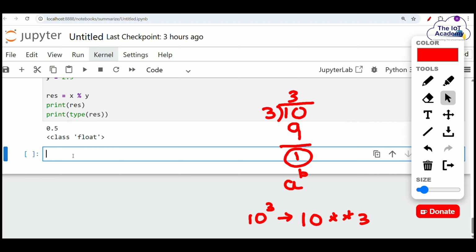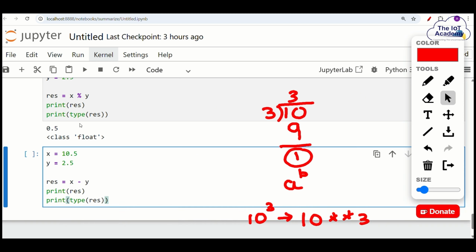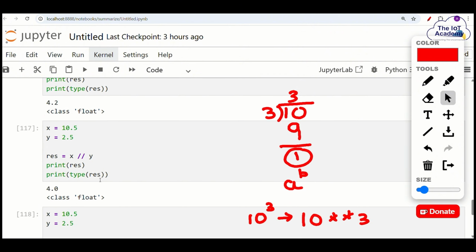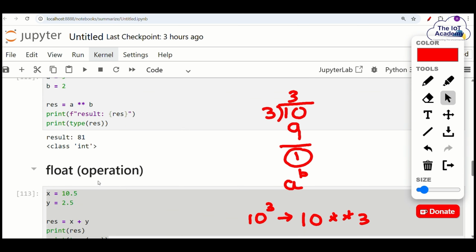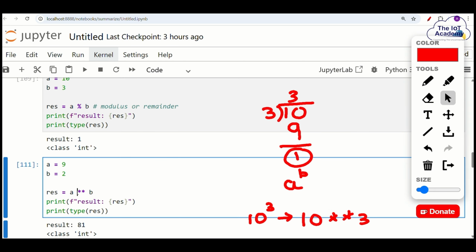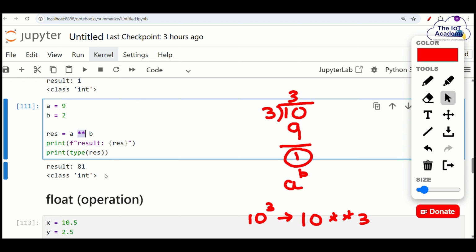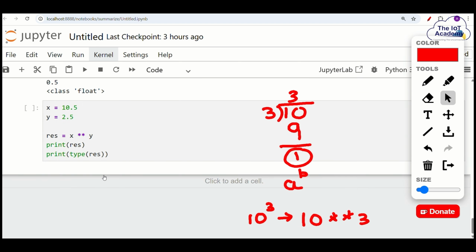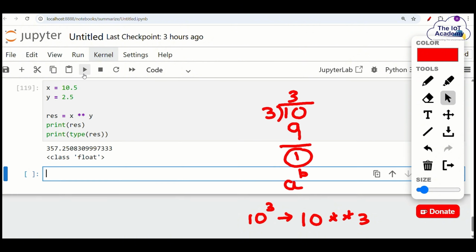Okay. Likewise, you can do exponentiation. So 10.5 raised to the power 2.5. How do you raise something to the power? If you recall, this is the notation I use. Just like if you go back on top, you will see somewhere right there. You see this? This is the notation I used. So this is the way you can raise something to the power. So 10.5 to the power 2.5, and let's run that. And the answer is 357.25, and so on and so forth. And then it's a class float. No surprises here. So far, so good.